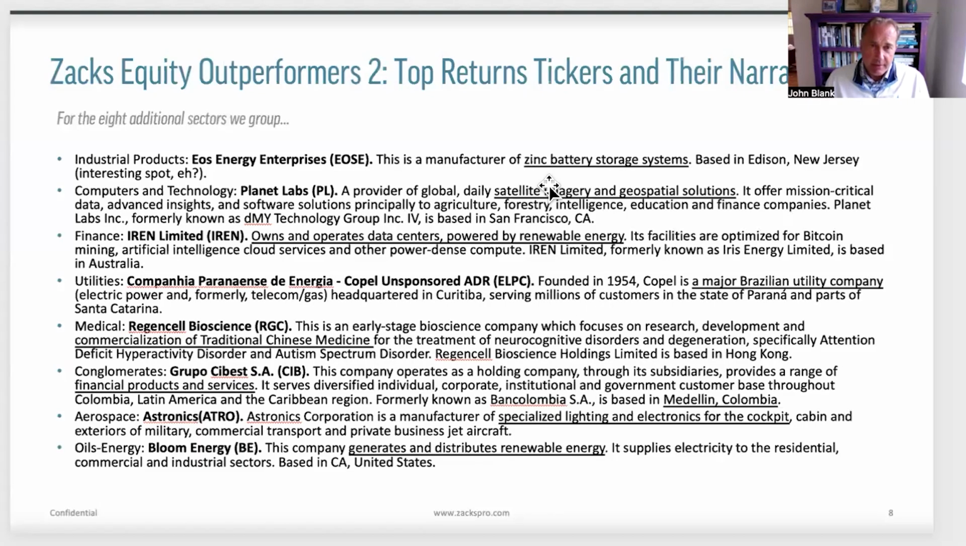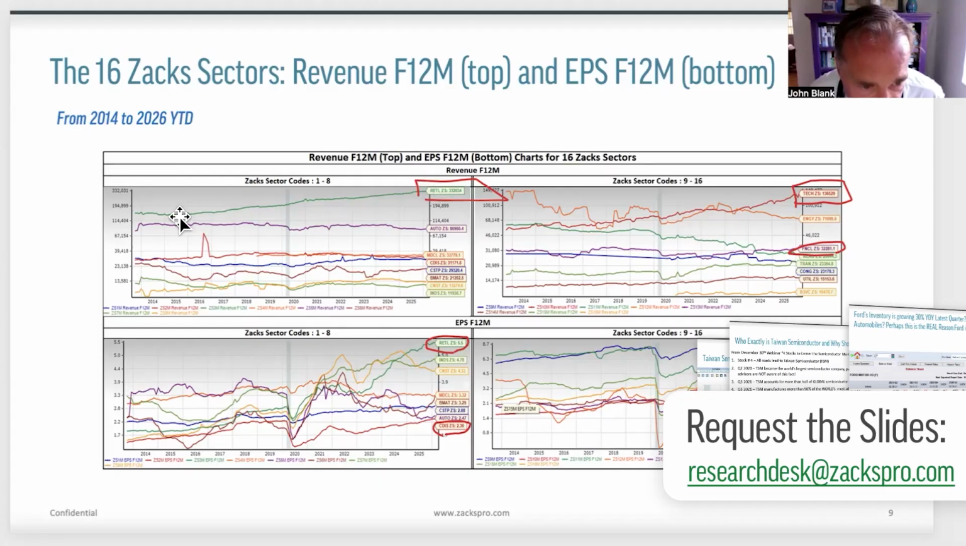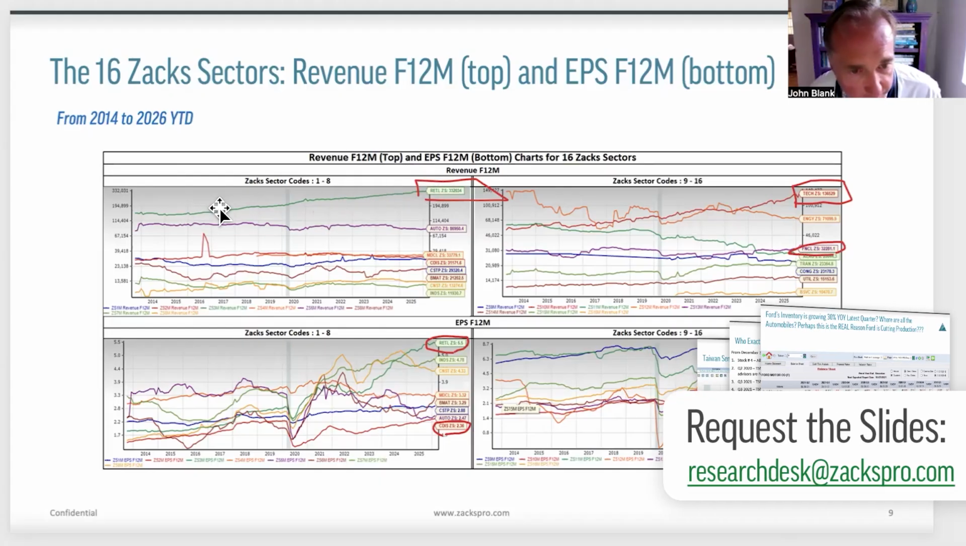So on to another story: I want to look at the fundamentals of these top 16 sectors. Forward 12-month revenues here and forward 12-month earnings per share here. Again, noisy chart, but I want to get through the basics. Retailers, retail and wholesale. Look, it's very obvious. For 10, 12 years, the consumer has been holding up the U.S. economy. Keep that in mind.